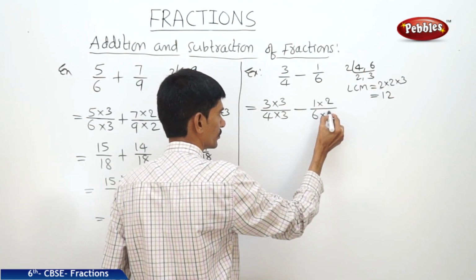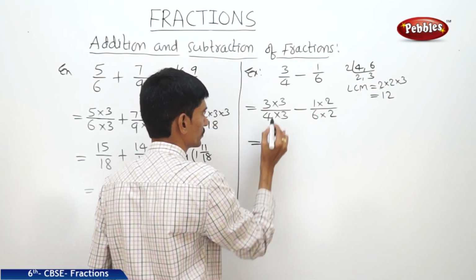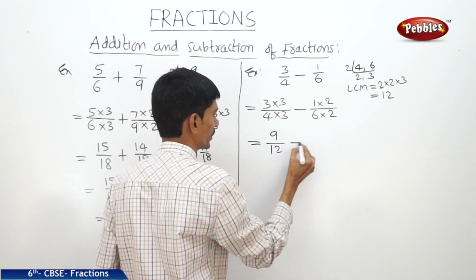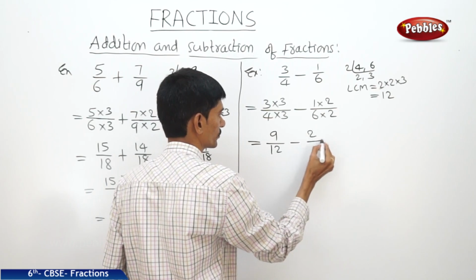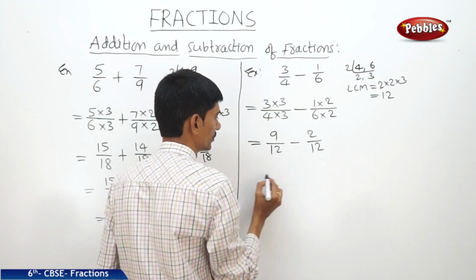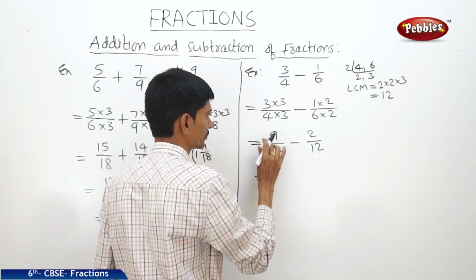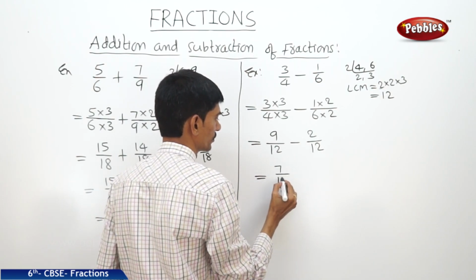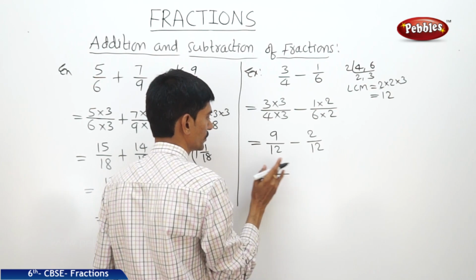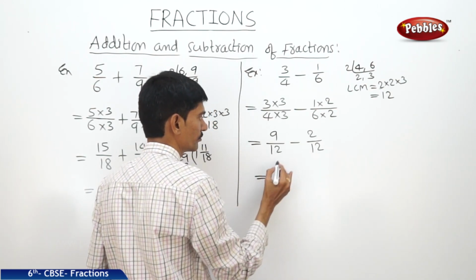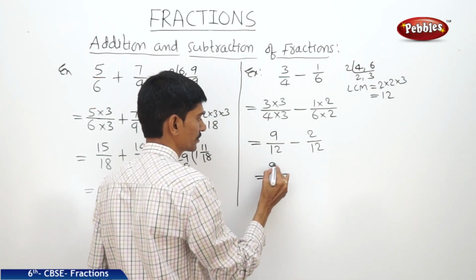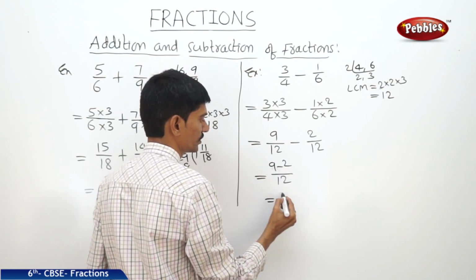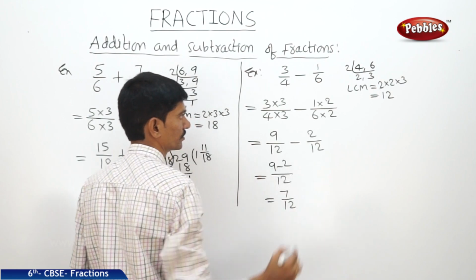So this equals 3 threes are 9 over 4 threes are 12, minus 1 two is 2 over 6 twos are 12. So this equals 9 minus 2, 7 over 12. When the denominators are equal, we can subtract the numerators, 9 minus 2 over 12. So 9 minus 2 is 7/12.